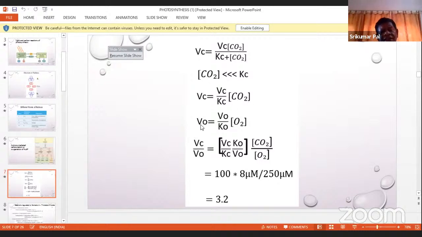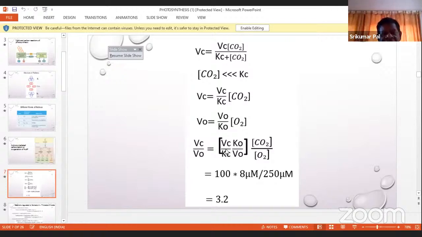Similarly, the velocity of oxygenation reaction can be written as Vo, the Vmax of oxygenation reaction, and Ko, the Michaelis constant of the oxygenation reaction, into oxygen concentration. So the ratio of Vc by Vo equals a set of kinetic constants, Vc into Ko by Kc into Vo, times carbon dioxide concentration by oxygen concentration. This is called the specificity factor or selectivity factor. That means when the carbon dioxide concentration equals the oxygen concentration, the ratio of Vc by Vo equals this set of kinetic constants, and that is called the specificity factor.